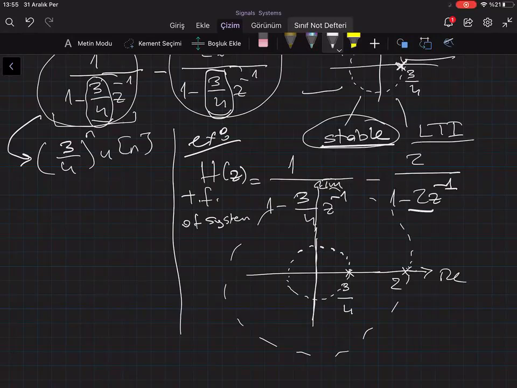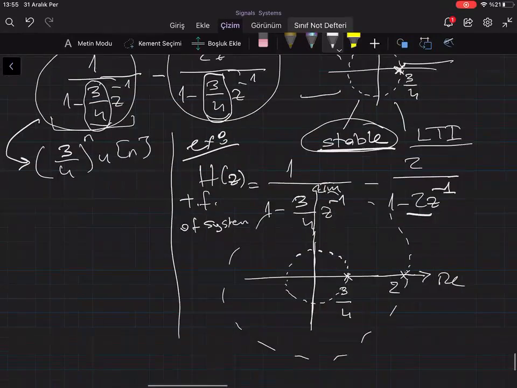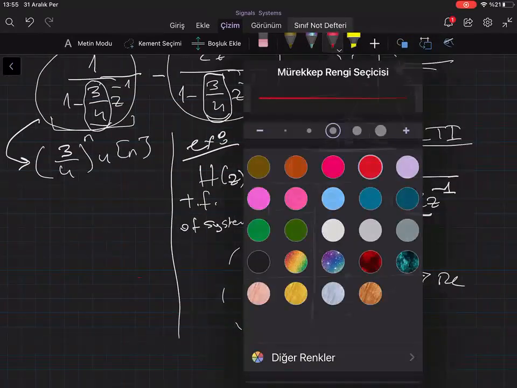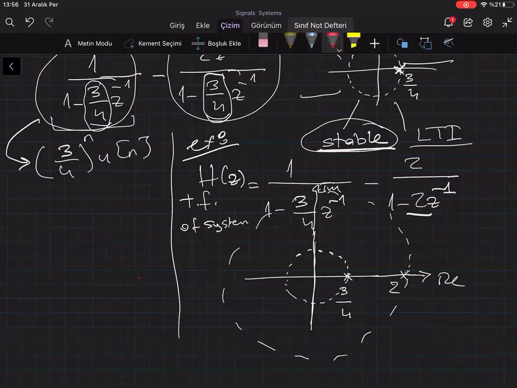So the question says it's stable. What does it mean, stable? It should include the unit circle. This is my unit circle.